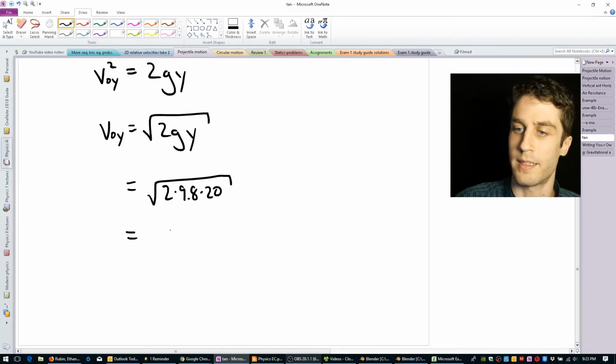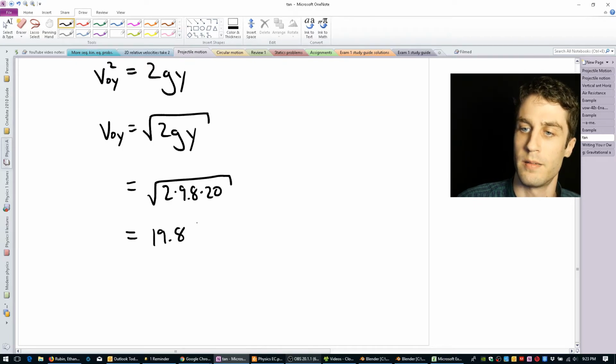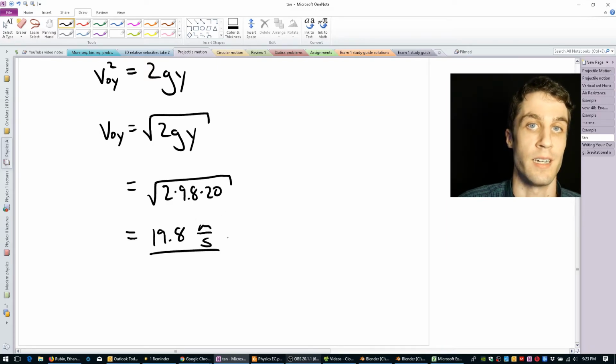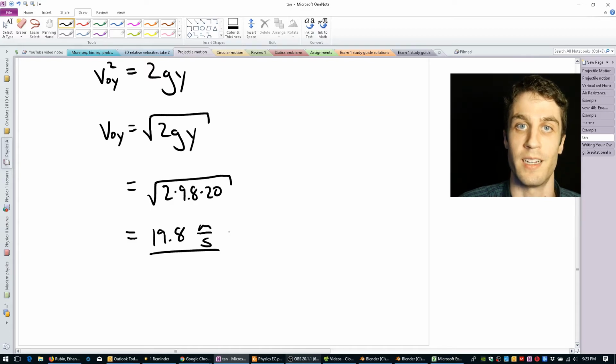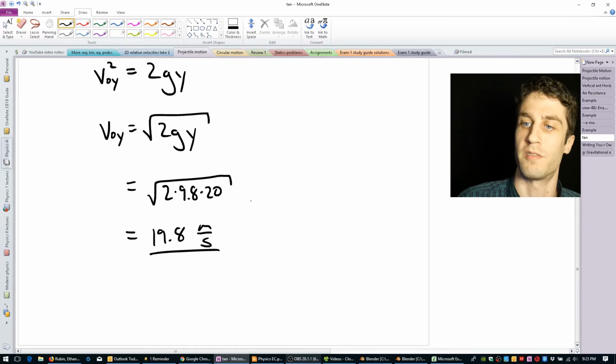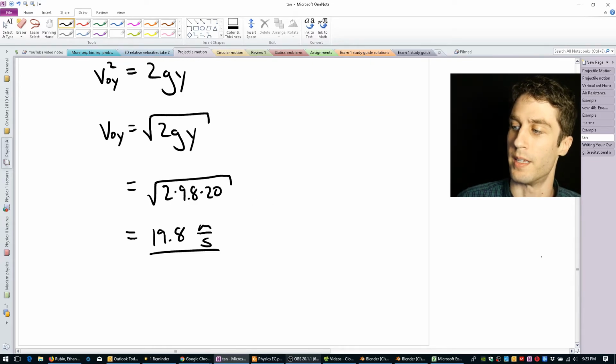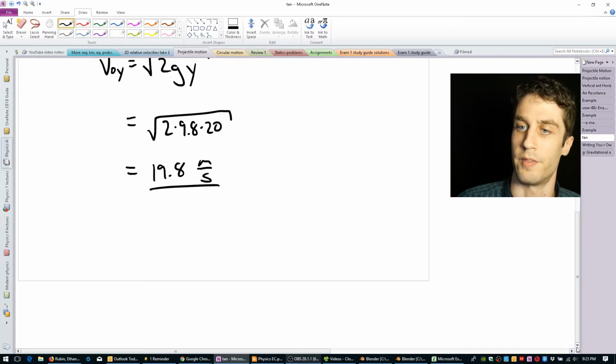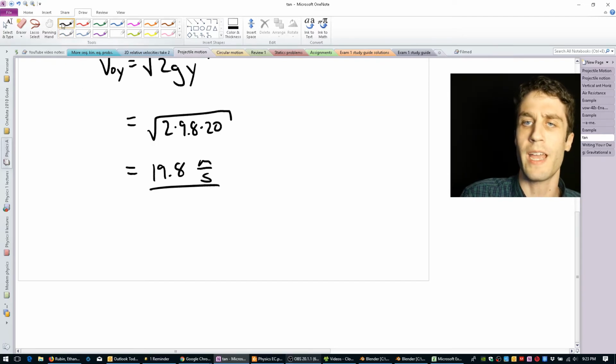And what I get is 19.8 meters per second. Now, again, I'd like to emphasize that this is not a final result. You were asked what angle does he fire this bow at. All we did was find the y component of the velocity. But we have the hypotenuse.